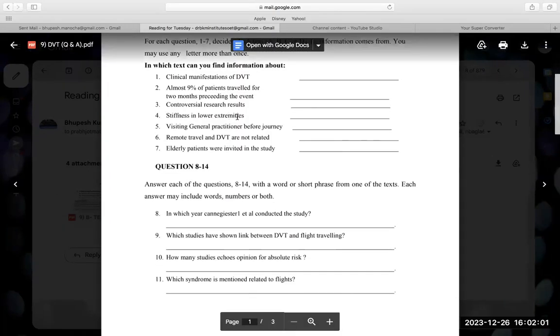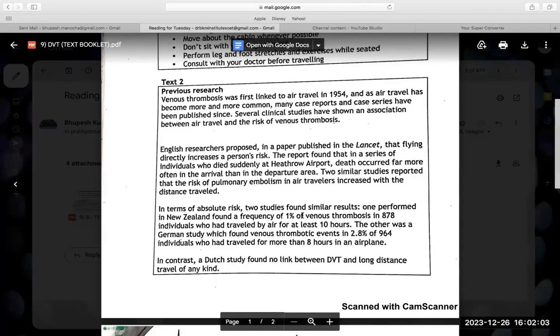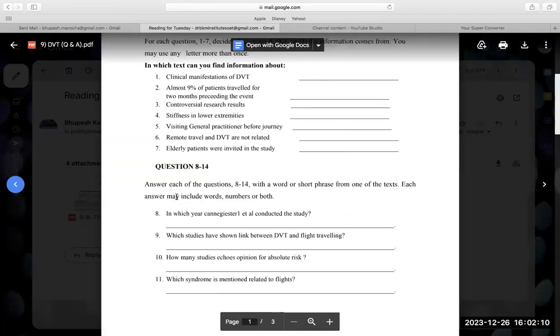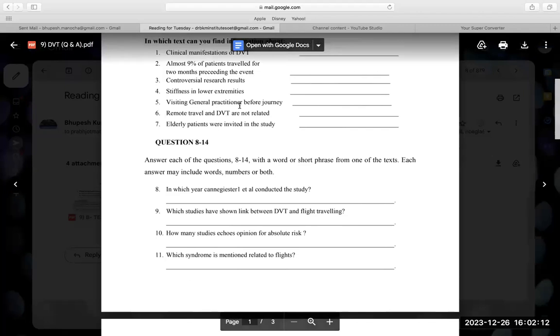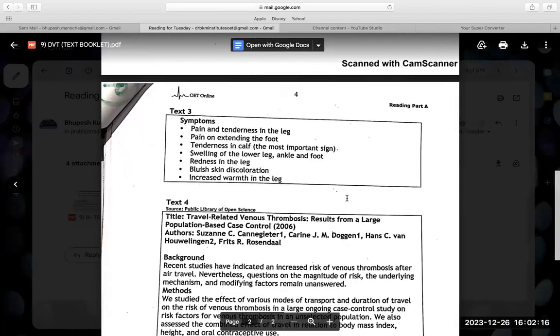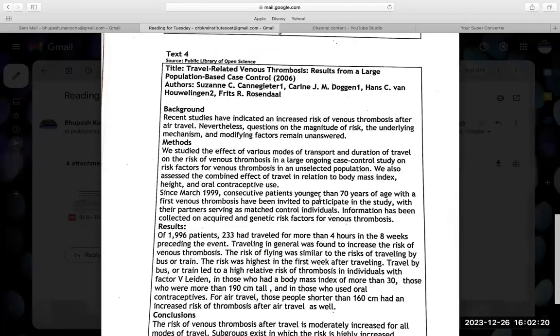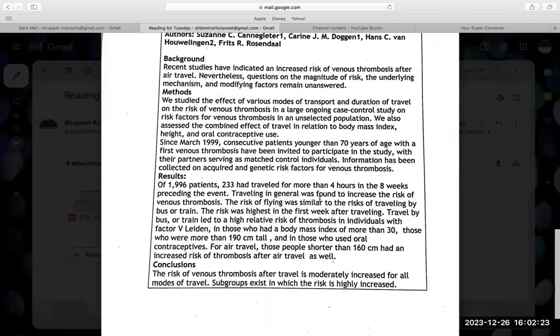Then there's stiffness in the lower extremities. That should be in the symptoms. If I can find words like stiffness, tenderness, that goes to C. That is what I'm saying, how simple it is. Visiting a general practitioner before the journey. Journey means before traveling, so the travel word is here. And if I can find the word GP, then I would do this.